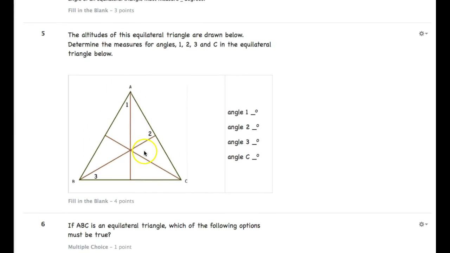But this one, this has the altitudes drawn in. So you have to think about your properties of altitudes and how it affects the angles. How does it cut this angle? How does it meet this opposite side here? And use that information to figure out these angles here.